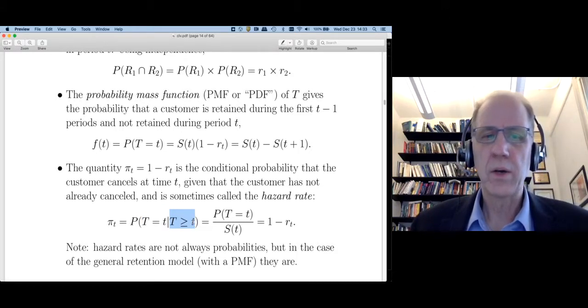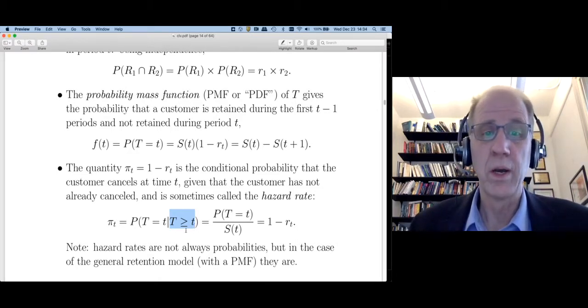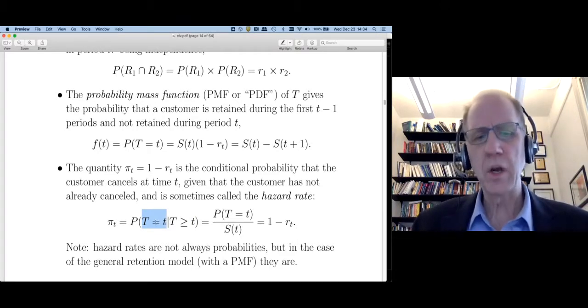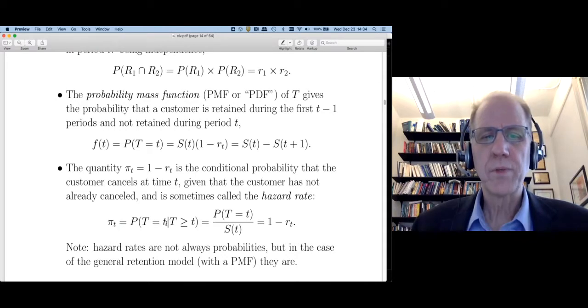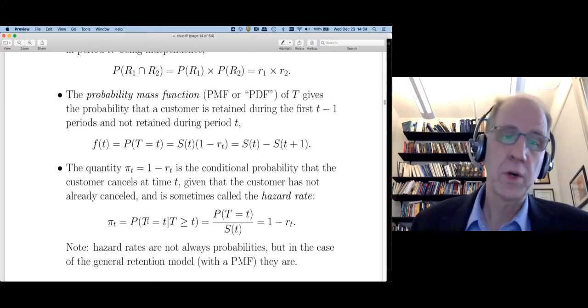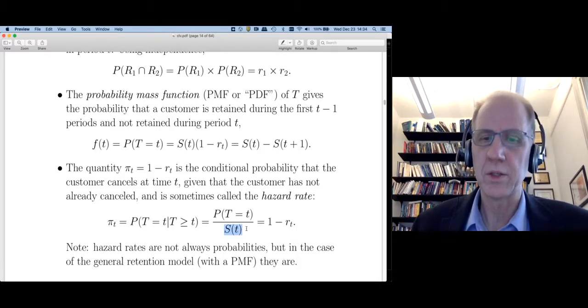I like to call this the conditional probability of failure because you're assuming that the customer has survived up until time period t-1, and now you want to know what's the probability that they go away now. I'm going to denote this by the Greek letter pi. So pi sub t is going to be this conditional probability of failure. If you remember, with conditional probabilities, you take the joint probability and divide by what was given, and the probability that you survive to time period t is just S at t.